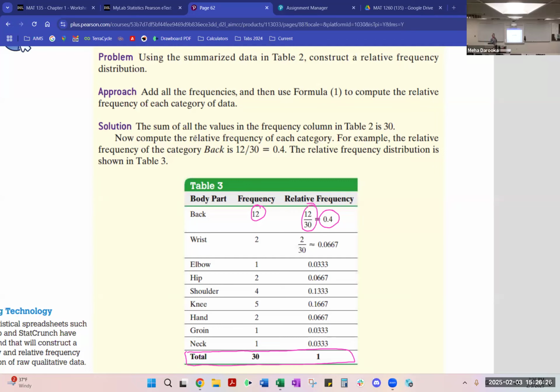Now, you should notice that the total of the relative frequency column is adding up to 1, because that's all 30 of the patients who are taken into consideration. So your relative frequency, now there can be a little bit of a rounding error. Depending on how you round your relative frequency, you may get a total of 0.99999, right, instead of 1.